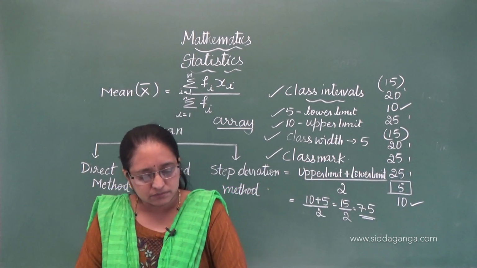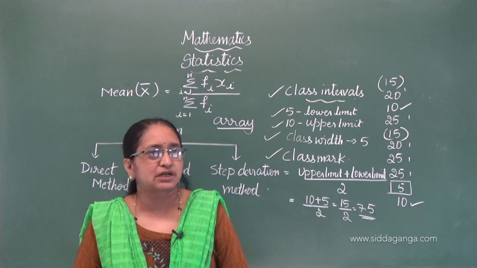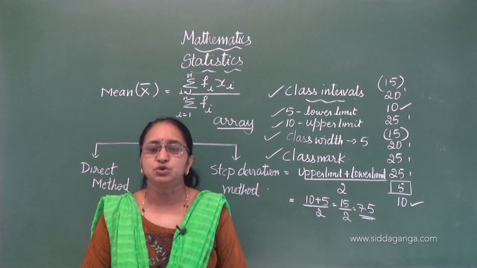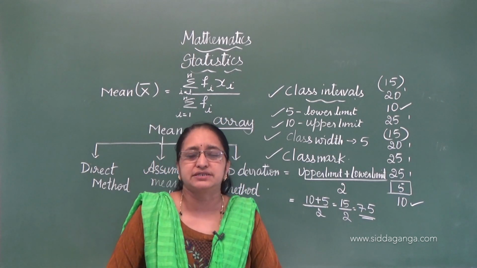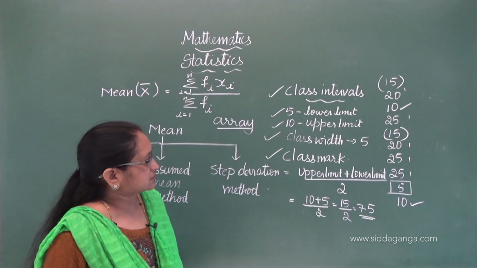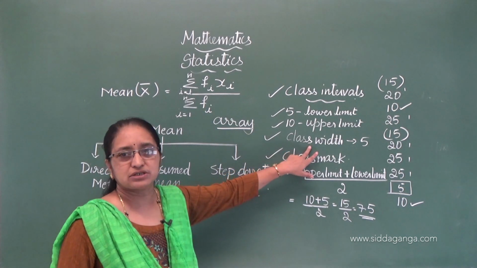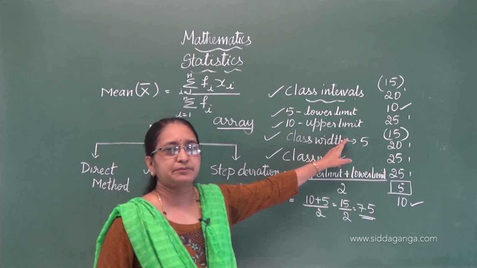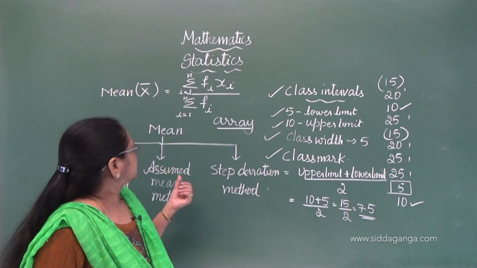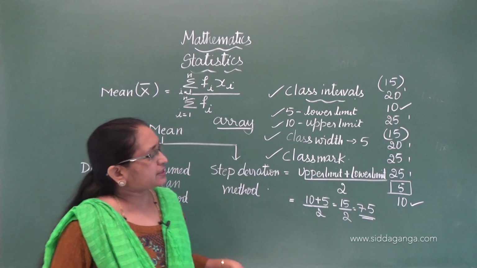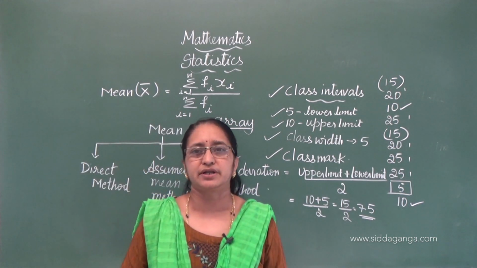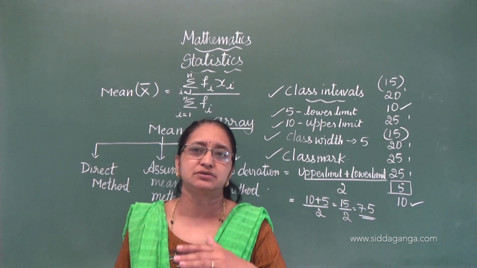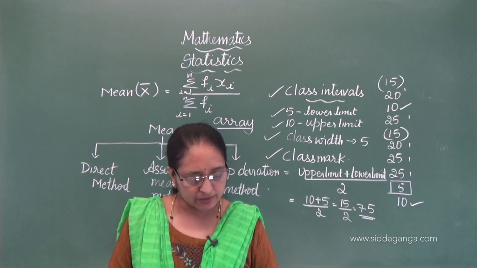And the class mark, I wrote the formula here: upper limit plus lower limit divided by 2. And also the class size, or class width: upper limit minus lower limit. Like in this example, 5 to 10, so 10 minus 5, or if it is from 10 to 20, 20 minus 10.